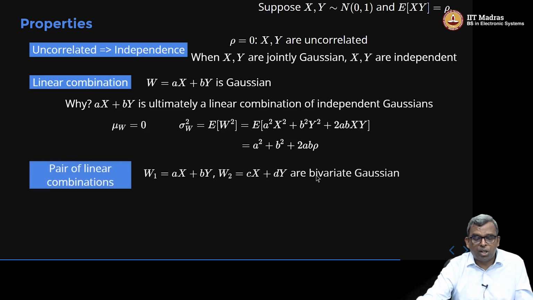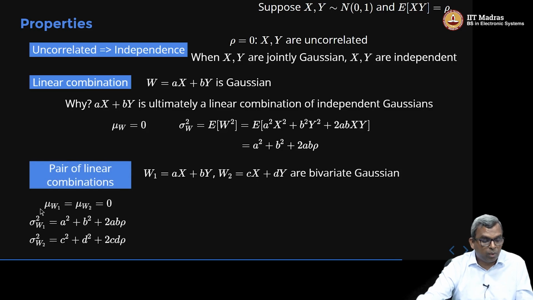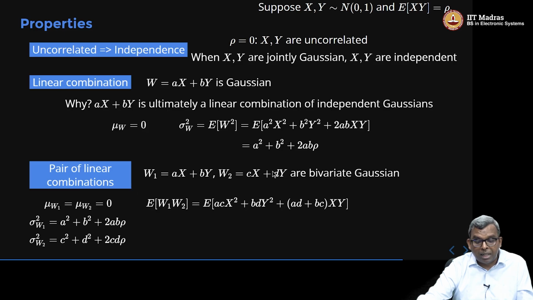If you have a pair of linear combinations, W1 and W2, ax plus by and cx plus dy, this again becomes bivariate Gaussian. It's very easy. The mean will be 0. The variances are a squared plus b squared plus 2ab rho, and c squared plus d squared plus 2cd rho. Then you also need the covariance for W1, W2. Because the mean is 0, it's just the expected value of W1 W2. So I'm going to multiply these two. I'll get ac x squared plus bd y squared plus (ad plus bc) xy. Notice this becomes ac plus bd because the expected value of x squared is 1 and the expected value of y squared is 1.